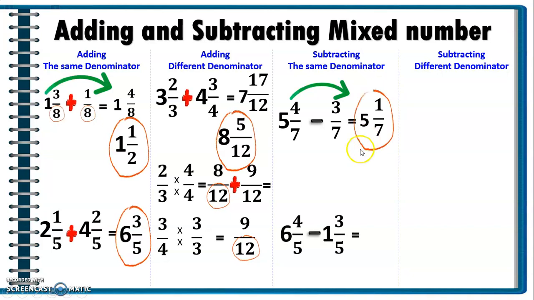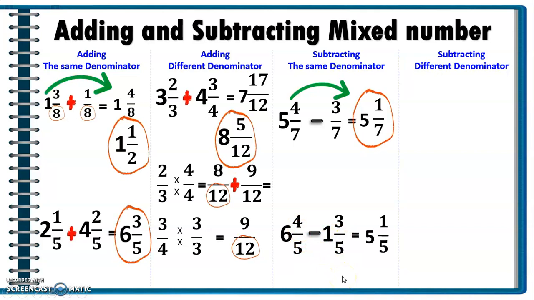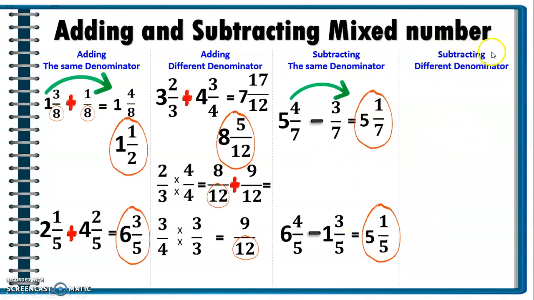So we have here 6 and 4 over 5 minus 1 and 3 over 5. They have the same denominator, which is 5, right? So 6 minus 1 is equal to 5. Very good. So 4 minus 3 is equal to 1. Correct. So the answer is 5 and 1 over 5. Very good. So now, last, subtracting different denominators.